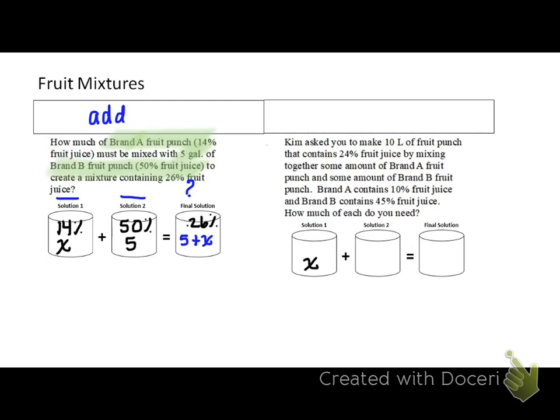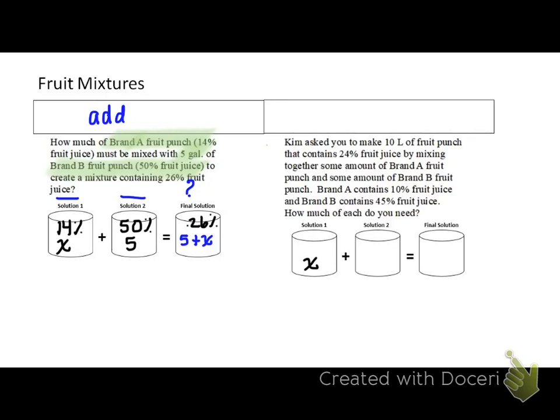What does it give us for the second one? What's our equation? At least a setup for it. Kim asked you to make 10 liters of fruit punch containing 24%, by mixing together brand A fruit punch and brand B fruit punch. Brand A contains 10%, brand B contains 45%. How much do we need of each?